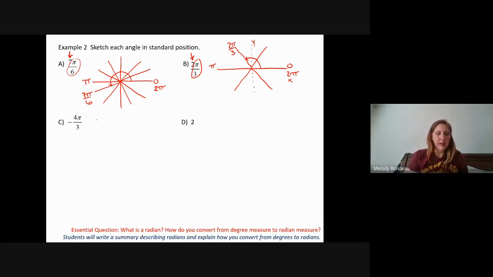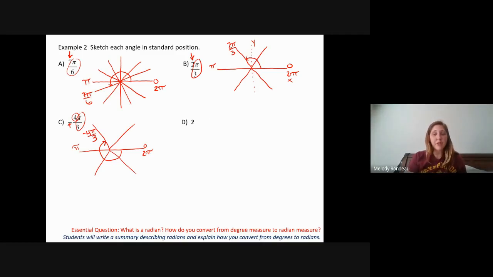All right. Part C, this time we're going to do a negative angle, but our beginning process is the same. 0, pi, 2 pi. I'm dividing pi into 3 sections. So one more time, 1, 2, 3. And then I'm going to count to 4, but I'm going to go in the negative direction. So I'm going to start at 0. That's always my initial side. And I'm going to count backwards. 1, 2, 3, 4. And that would give me negative 4 pi over 3.